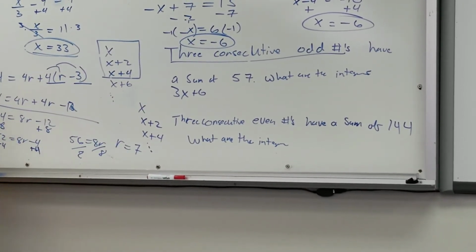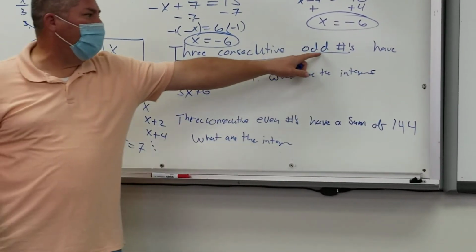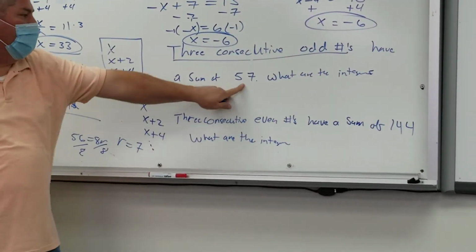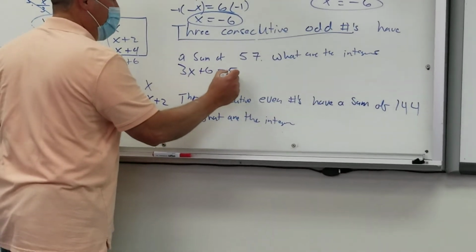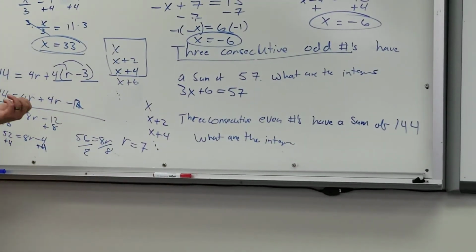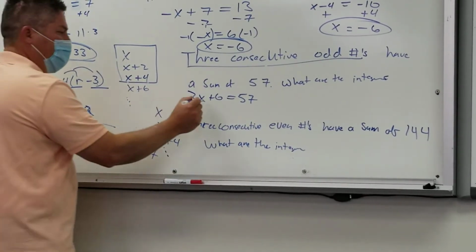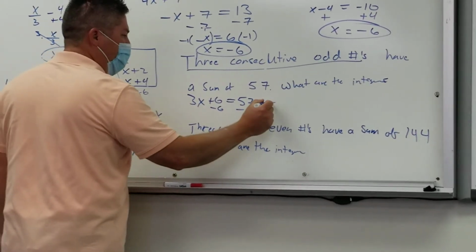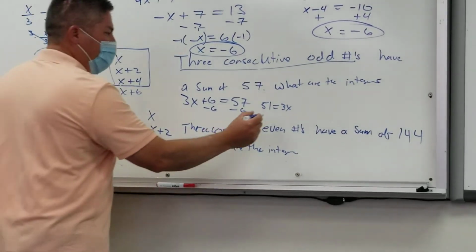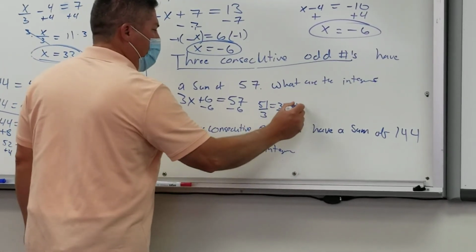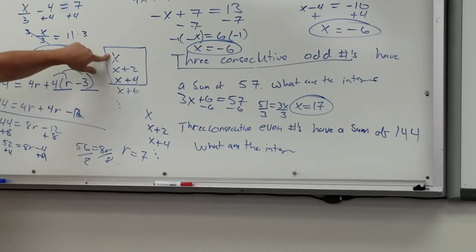What should it equal? 57. Three consecutive odd numbers have a sum of, so I just set this equal to 57. So, 6 plus 3x equals 57. And then I can solve it, can I? So what's the first thing I should do? Minus 6, Seth says. Then I have 51 equals 3x. What should I do next? Divide by 3. Do that on a calculator. 17. x equals 17. That's the first integer. That's the first one.